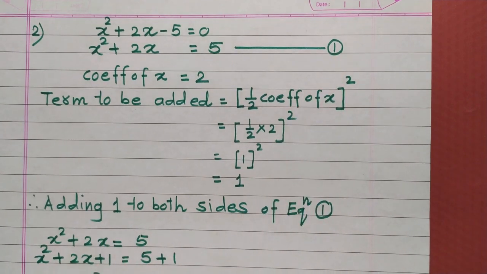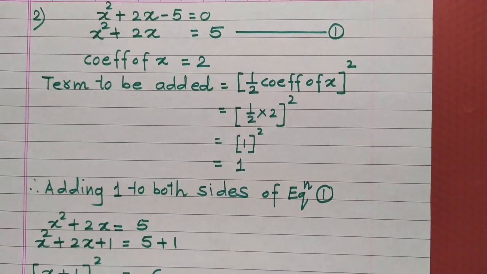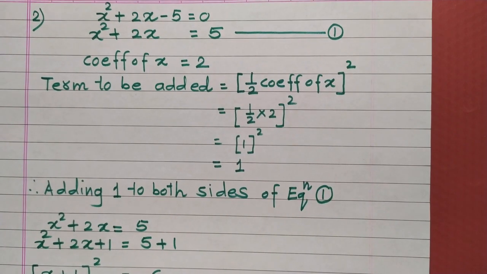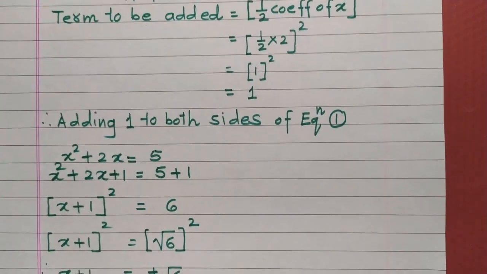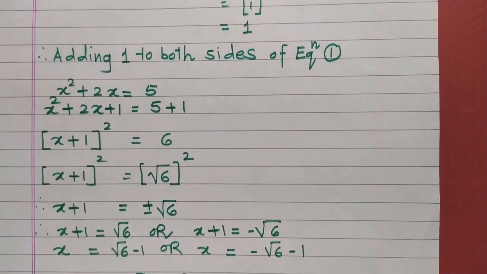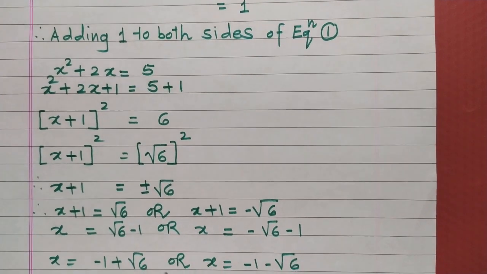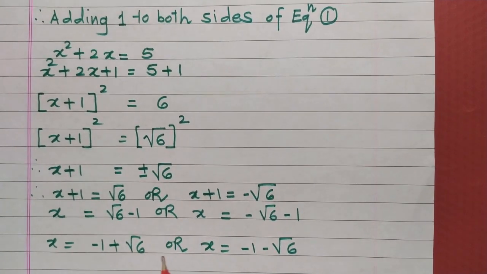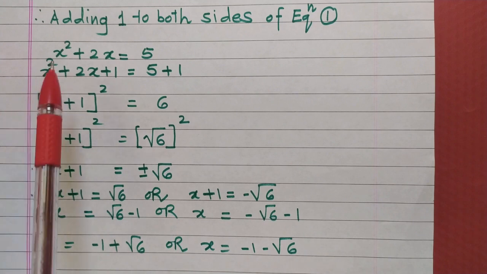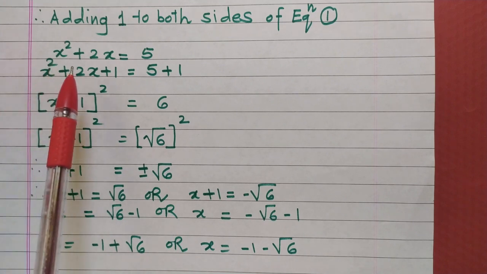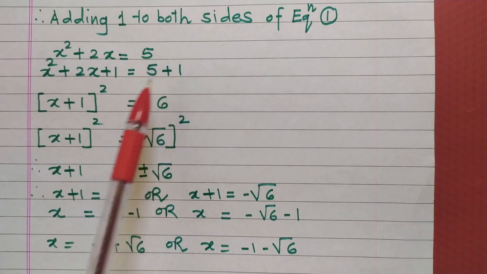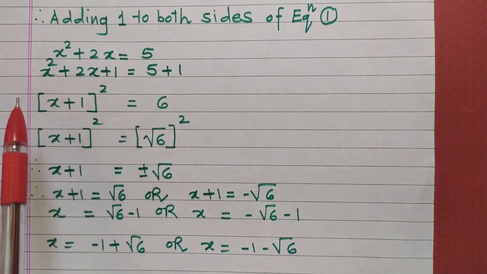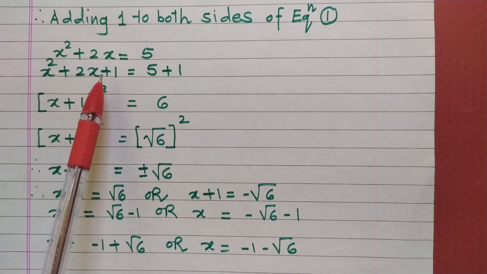So here it is. Now I have added 1 in equation 1. We'll see the next step. Here it is now. So adding 1 to both sides of equation 1, x square plus 2x, here I have added 1, is equal to 5 plus 1. As I told you, this becomes a complete square.